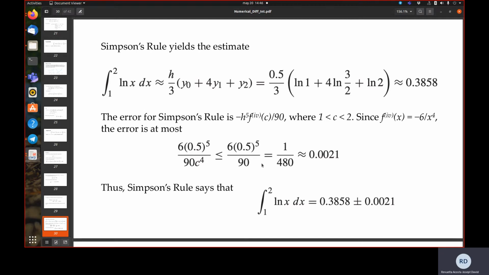Sorry, I made a mistake here. This is going to be equal to 0.00000, well, 0.0021. So that's the value I was expecting. So it's very easy to corroborate, just follow the calculator. And that's it.